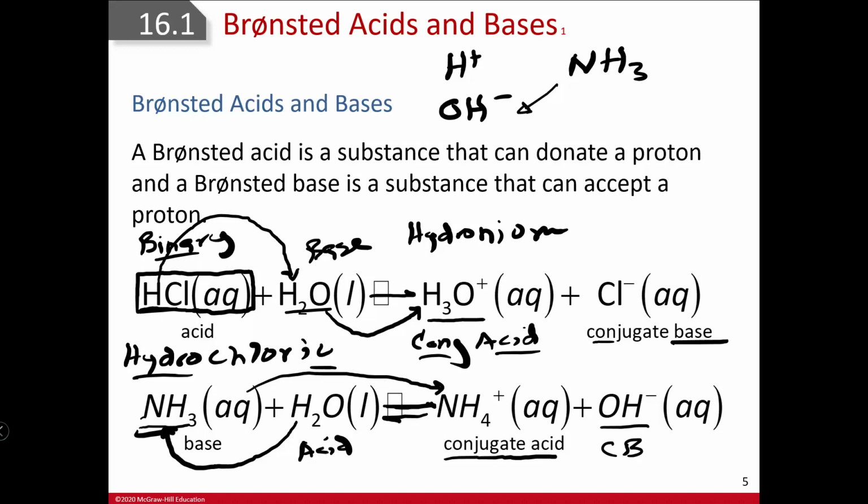And then the aftermath, what's on the product side, be able to label what is your conjugate acid and what is your conjugate base. Really important. It's not hard to do. Whatever gained the hydrogen ion is now the conjugate acid. Whatever lost the hydrogen ion is the conjugate base.